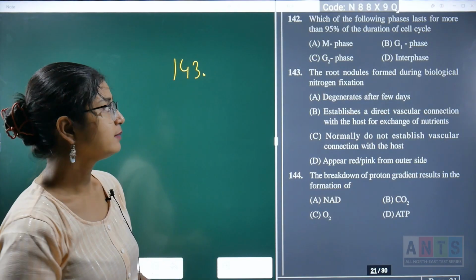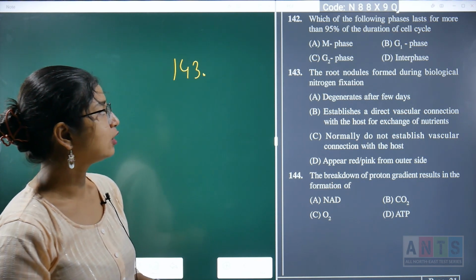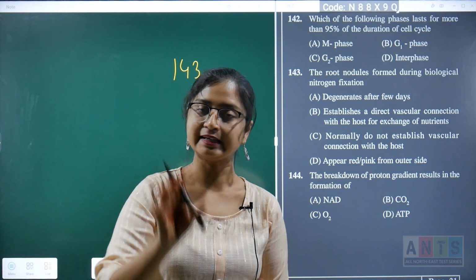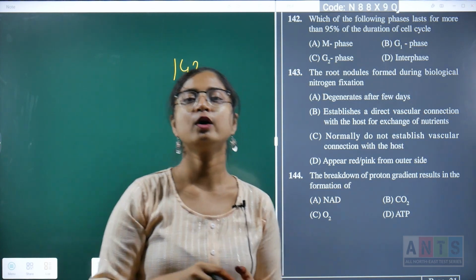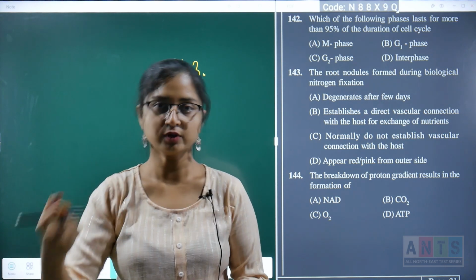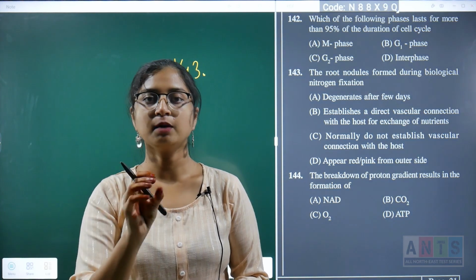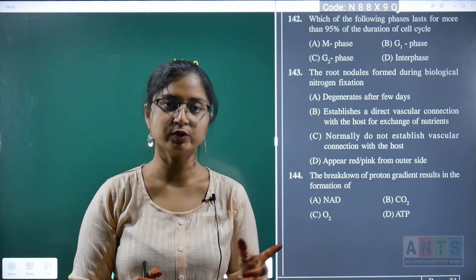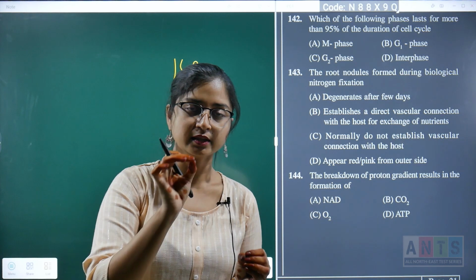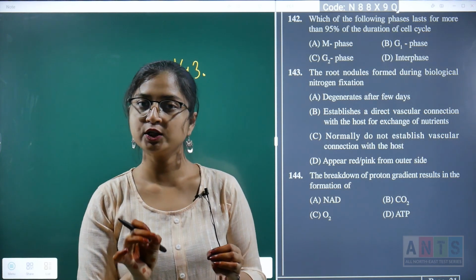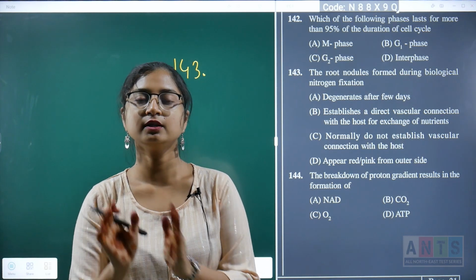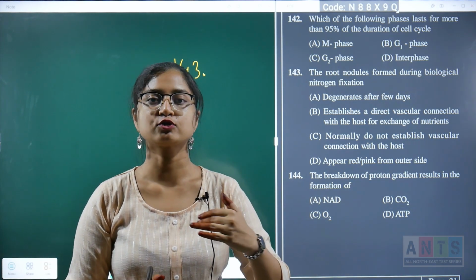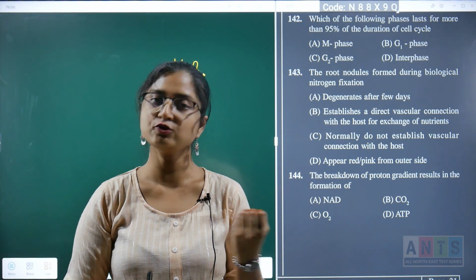Now question number 143, the root nodules formed during biological nitrogen fixation. So inside the root nodules what we have is the bacteria are going to be present, rhizobium, who are going to fix atmospheric nitrogen into ammonia. Now ये जो ammonia उसने fix किया, this ammonia needs to be taken up by the plant and utilized. क्योंकि वो already plant body के अंदर present है, what the rhizobium will need to do is, it will need to make sure that the ammonia is generated in such a manner कि वो already जाके plant के vascular system में enter कर चुका है so that the plant can transport it.